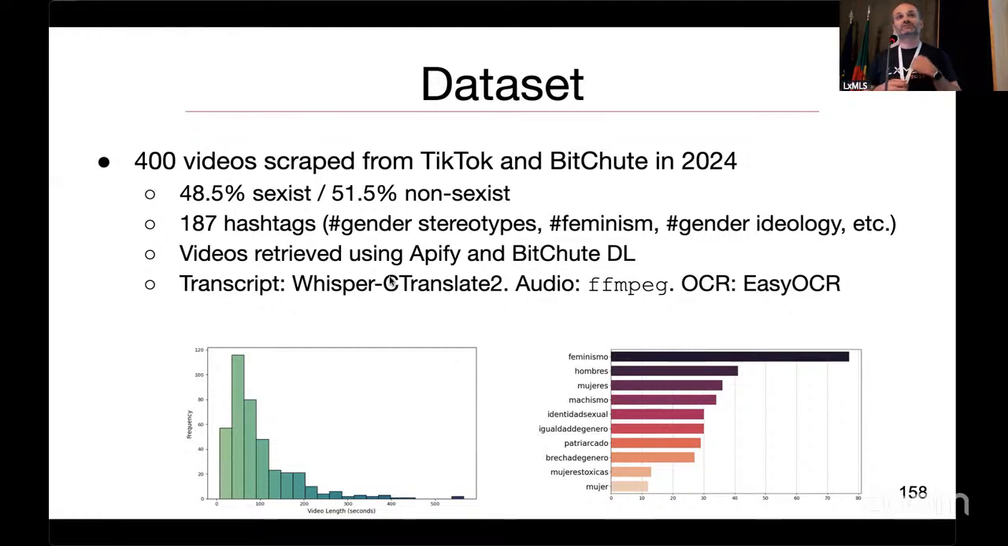And then we transcribed the speech using a Whisper variant. We extracted the audio using FFmpeg, because sometimes you just have to go old school and use the terminal. And we used EasyOCR to extract the OCR out of the video data, because we kind of have this interesting multimodal problem. Most of the videos are around 100 seconds or less, but some of them go much longer. I don't know how anyone would have the patience to watch an 8-minute video on TikTok. So maybe that one's actually from BitChute. I'm not entirely sure there.